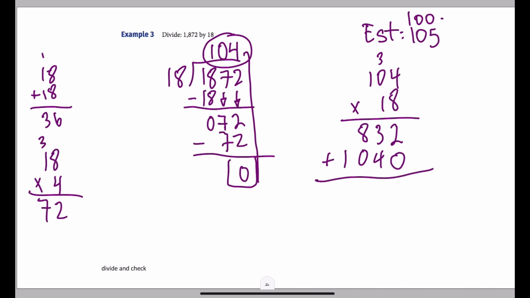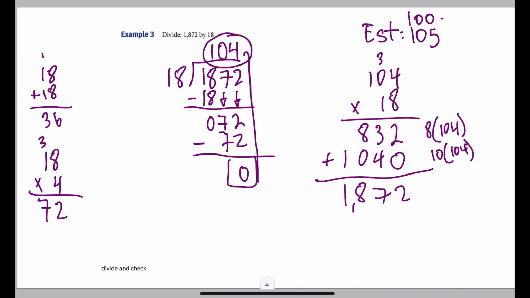I have these two subproducts, right? I have 8 times 104, and then I have 10 times 104. And I can add them together. 2, 7, 8, 1. So then it checks out. 18 times 104 is 1872. So that means my answer was right.